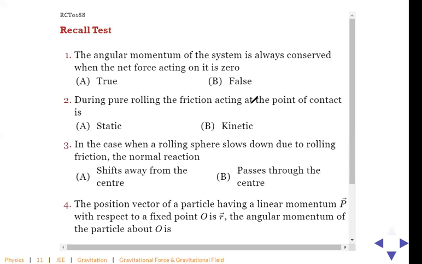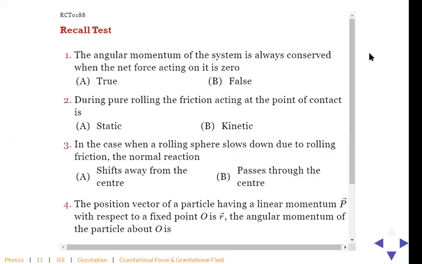Okay, think about it. What is the definition of force? What is Newton's second law? Think about it, and what is asked? Angular momentum, not linear momentum. Okay, I got enough answers. Question number 2. What do you think?